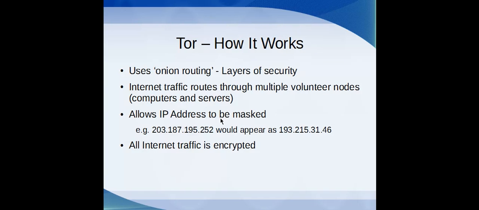And like I said before, you are completely anonymous when using Tor. It masks your IP address. So whenever you're using it, your actual IP address could be 203.187.195.252, but the server that you are accessing through Tor would think that you're 193.215.3.146. Along with keeping your anonymity, all of your internet traffic is completely encrypted. So nobody prying in, trying to see what you're doing, can make sense of any of your traffic. Here's a visual overview of how Tor works.